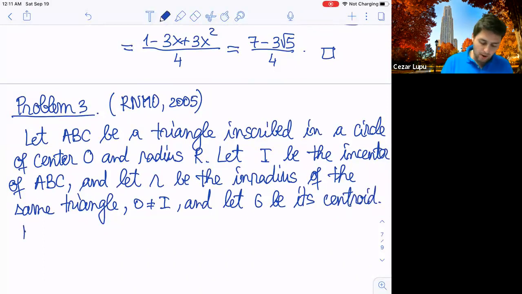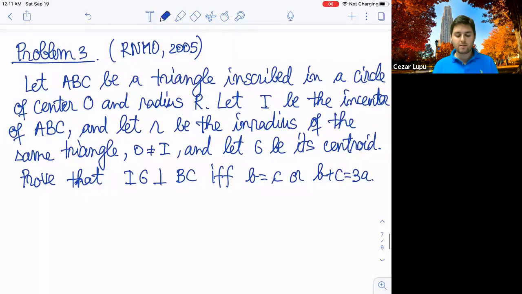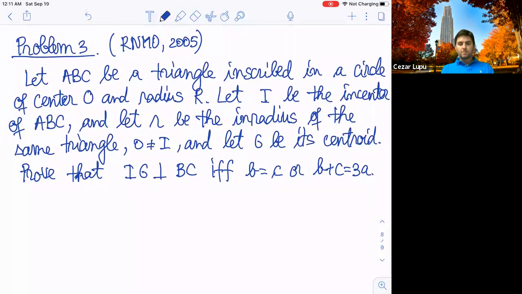All right, the problem asks us to prove that, it's actually if and only if, IG is perpendicular to BC, well, that's a huge information at this point, if and only if B equals C, so the triangle is isosceles, or B plus C equals 3A. So that is the problem. Let's look at the statement. It's a pretty nice problem.